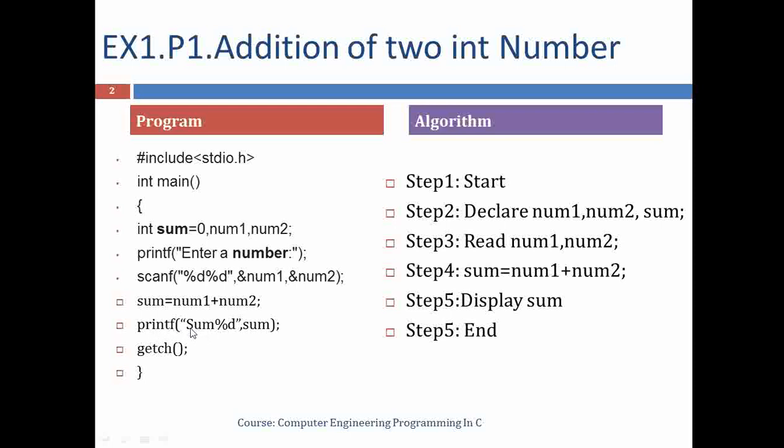Then we display the sum variable by using the printf function. In the printf function, we write sum %d. %d is for a decimal type result, so we write in double quotation marks %d, and this %d is for the sum variable. So we put the result on screen, then getch, then close the curly braces. Here is the starting curly brace, and here is the closing curly brace. In this way we have done the first program.